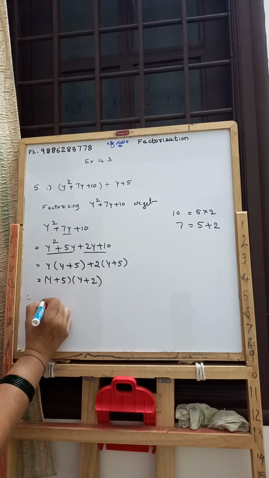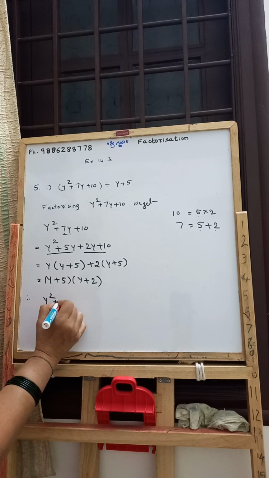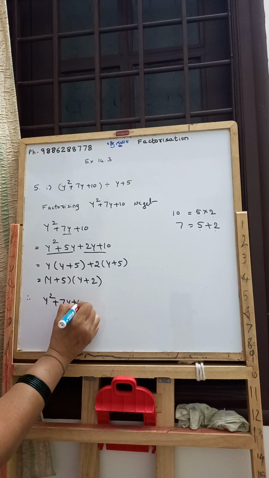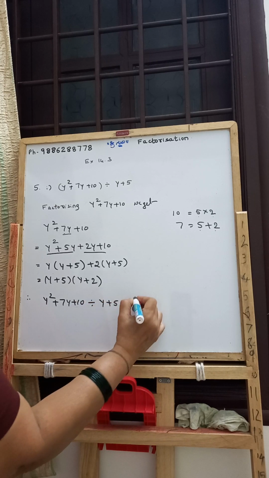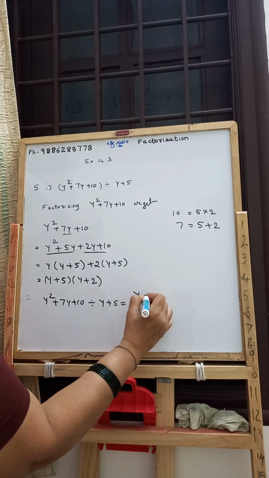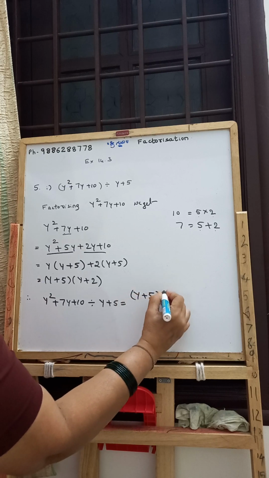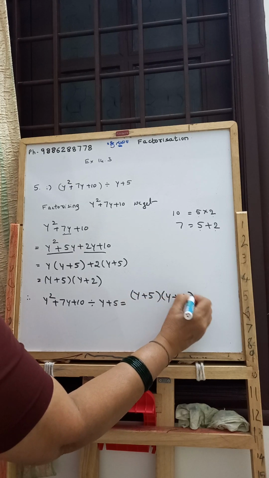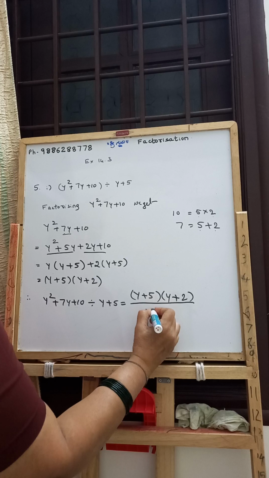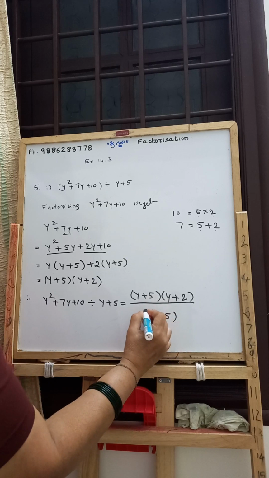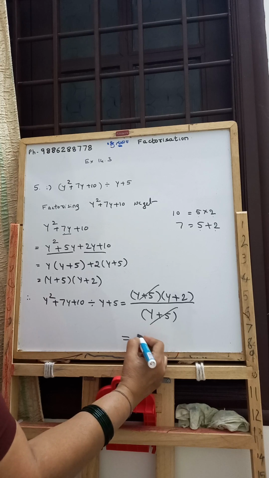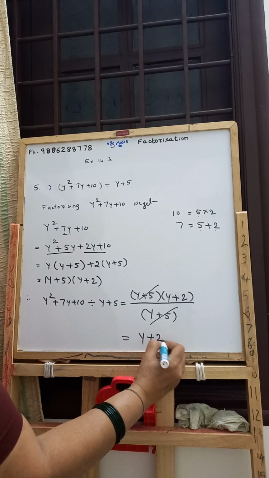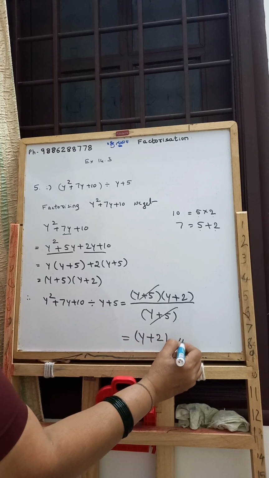Therefore, y square plus 7y plus 10 divided by y plus 5 is equal to y plus 5 into y plus 2, all divided by y plus 5. These two factors get cancelled. We are left with y plus 2 as the quotient.